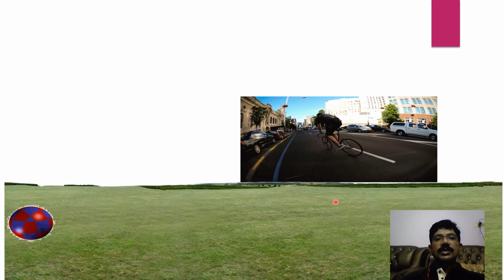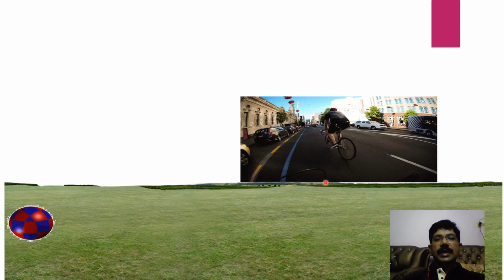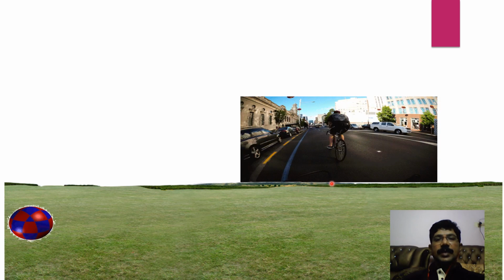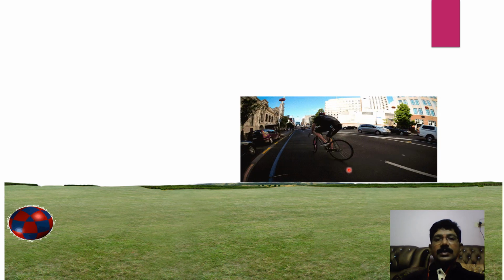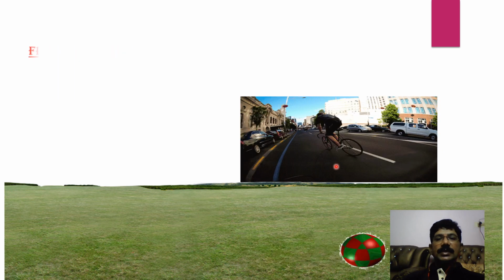Children, observe this animation. A man is riding a bicycle. He is continuously pedaling the bicycle. If he stops pedaling, what happens? The bicycle comes to rest. Why has the bicycle stopped?